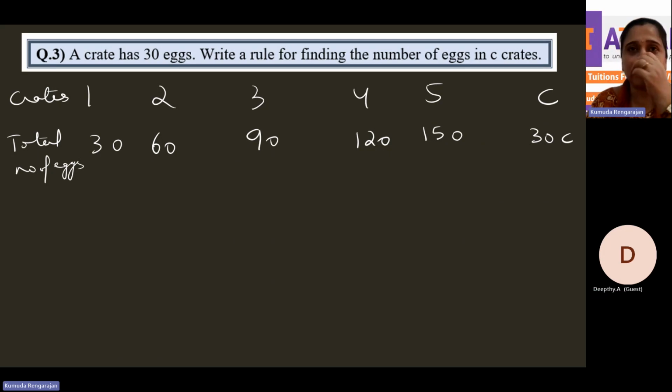It's something which we've already learned in 4th standard. If the cost of 1 notebook is 30 rupees, what will be the cost of 10 notebooks? 30 into 10, 300 rupees. So like that here, 1 box has 30 eggs, so C boxes will have 30 into C eggs, 30C eggs.